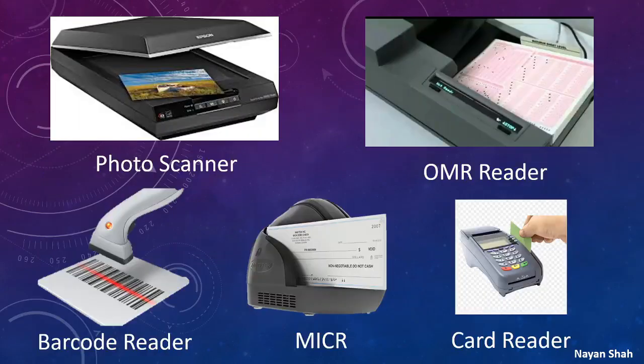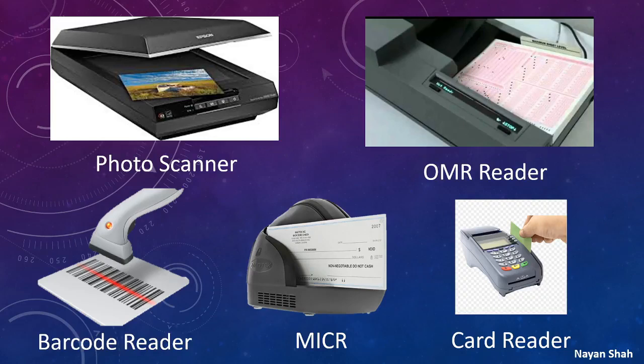Photo scanner you will be familiar with. It is almost like a Xerox machine. OMR reader: when you come to 10th standard and give your board exam with some OMR, then the board will check that OMR using an OMR reader. Machine will check. It will not be checked by any teacher. Your OMR sheet will be kept in the OMR reader, and the OMR reader will automatically evaluate your answers. So that is OMR reader.